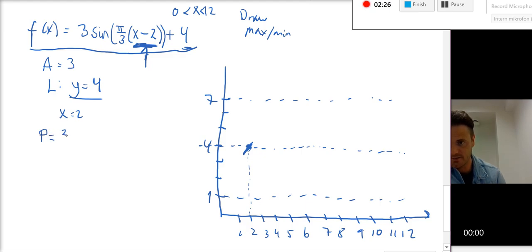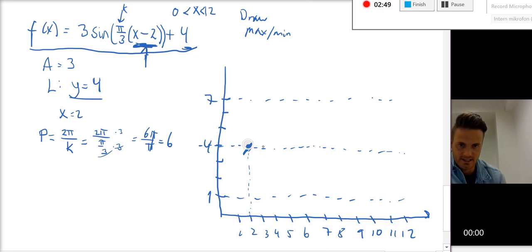And then we need the period, and the period is 2 pi divided by k, where k is this number. So this is 2 pi divided by pi over 3, and I just multiply by 3 up and down, and I get 6 pi divided by pi, which is 6. So the period is 6. If I start here and go 6 to the right, I get to 8, so that's 1 period. The graph goes up, down, and up again, and it's symmetric. So in the middle of 2 and 8, which is 5, it will intersect the midline again on the way down.